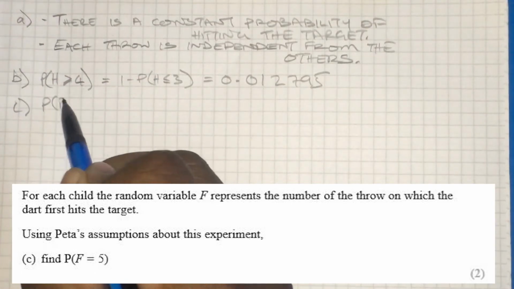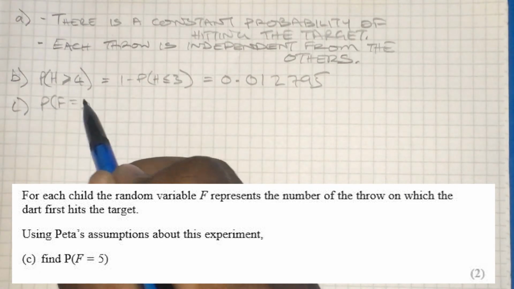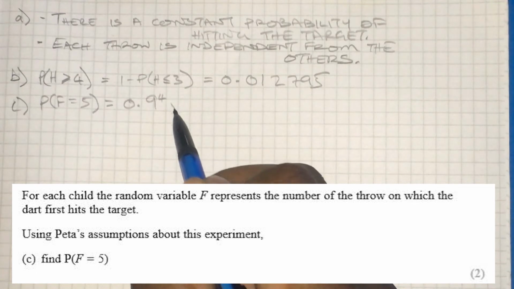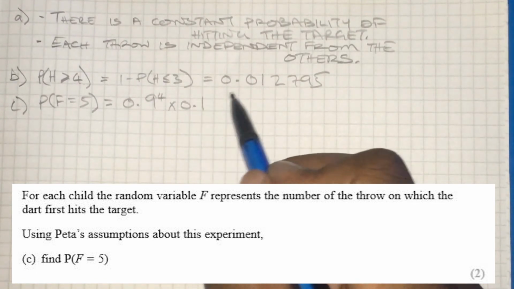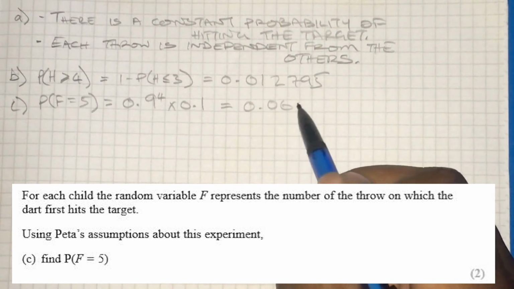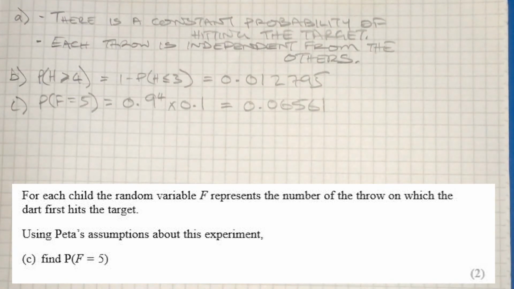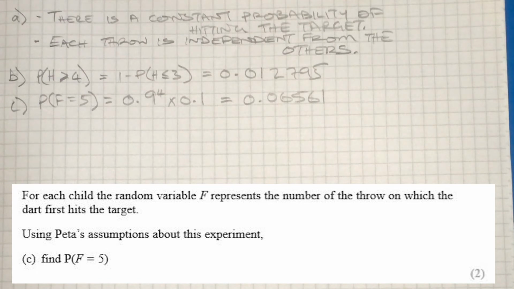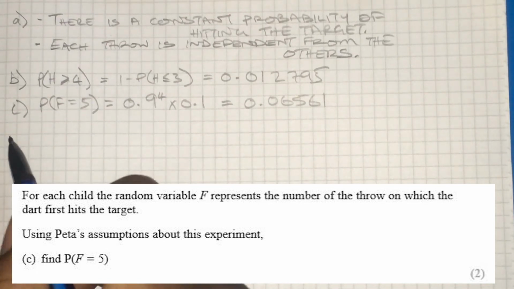For this next part, we're told of a new variable f, which is the number of throws before the child first hits the target. And we want to know the probability that the number of throws before we first hit the target equals 5. Well, that means the first 4 attempts we failed to hit the target, so 0.9 to the power of 4. And then on the 5th attempt, we did hit the target, multiplied by 0.1. And that gives us 0.06561.